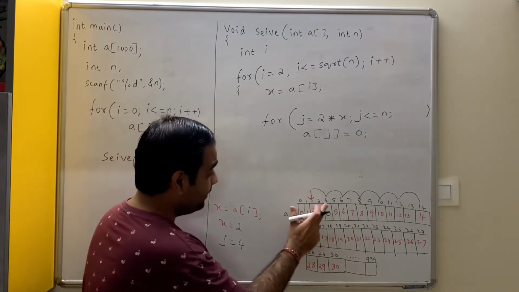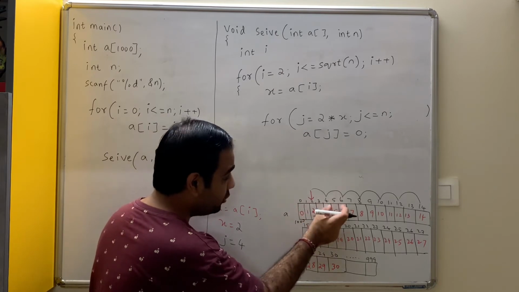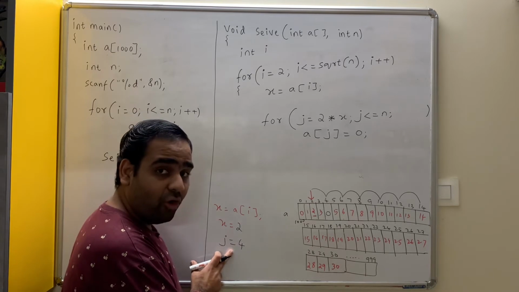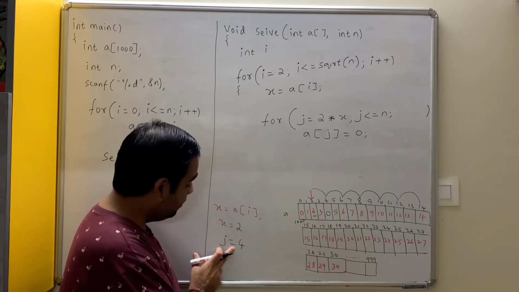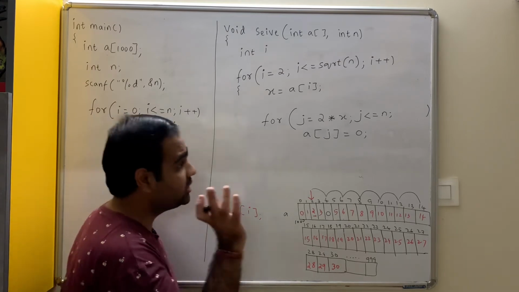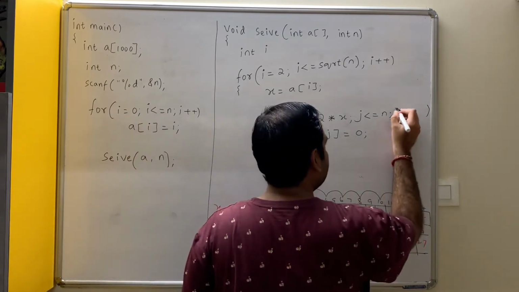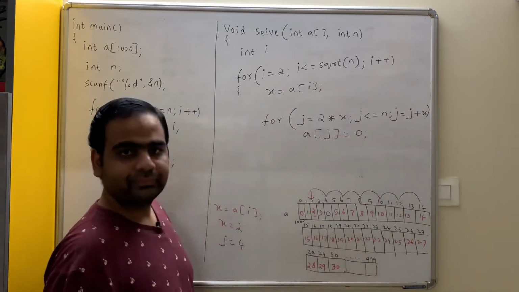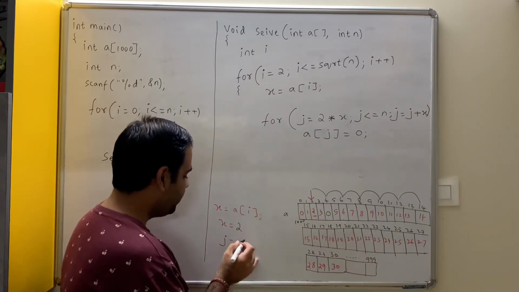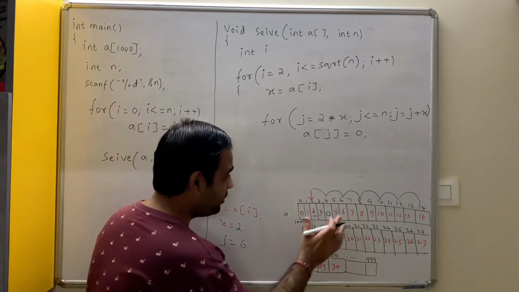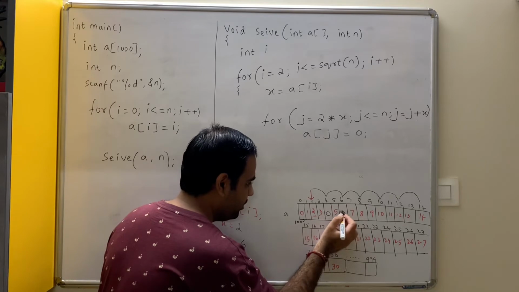Now next time, the multiple is found after 2 steps, right? That means the value of j from 4 has to become 6. And how do you get 6? 4 plus 2 is 6. That means j is equal to j plus x. That is what I write. Now 4 plus 2 is 6. Again go back. 6 less than or equal to 30. Yes. A of 6 is 0.